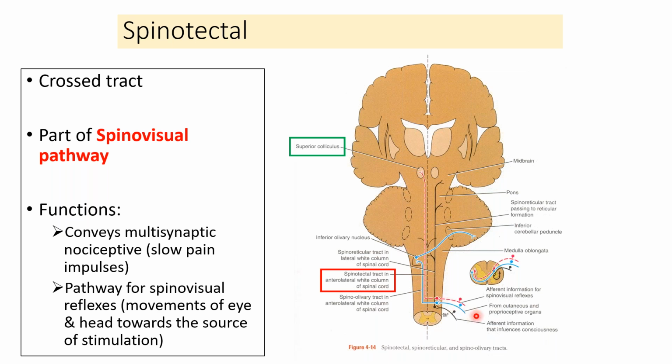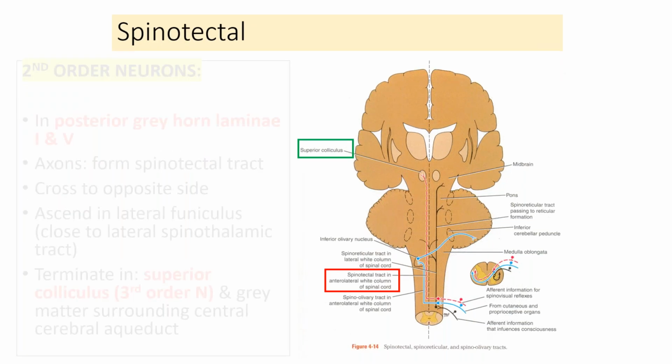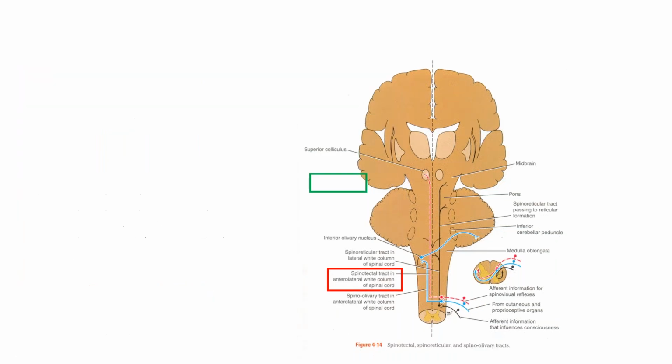The spinotectal tract will arise from the dorsal root ganglion, the first order neuron, and its central process will terminate in the posterior gray horn. From the posterior gray horn, they are going to terminate at the superior colliculus level. So this is how, through spinal reflexes, the eye and head movement is coordinated towards the area of stimulus.